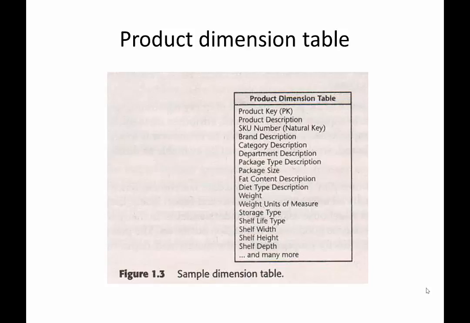And the fields are things like the product description, the brand description, category description, department, packaging type, weight, dietary description, all the attributes that go with a product. So each row in the product table will be a description of a product, with all these fields describing the attributes of that product.